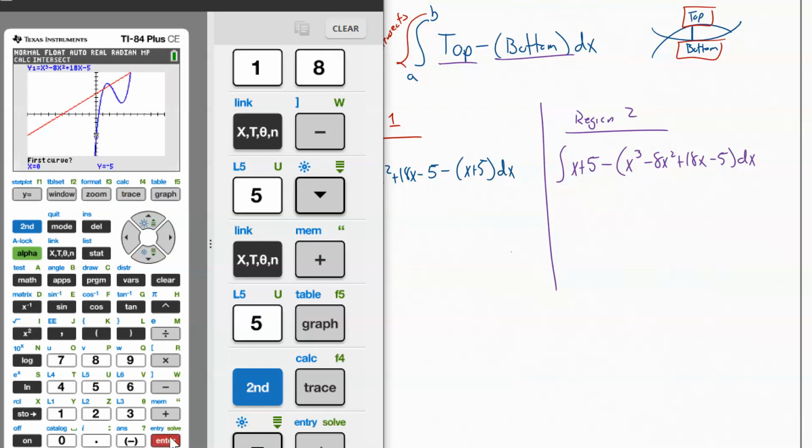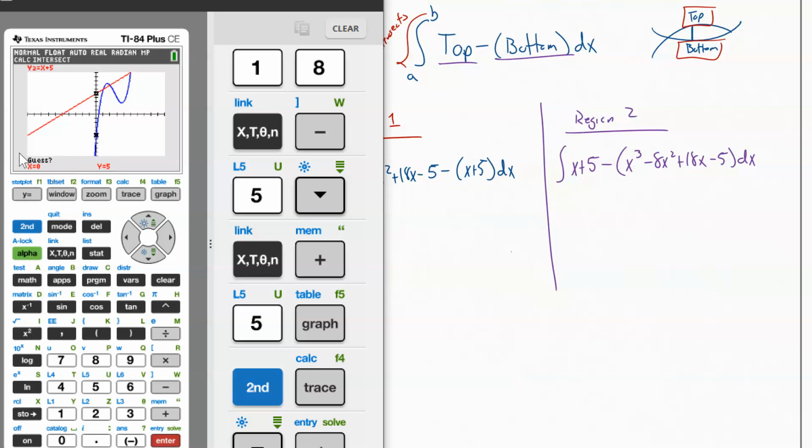From there, it's going to ask us a series of 3 questions. The first 2 questions you could really care less about. It's saying, is that the first curve? It's on the first curve automatically for you. Go ahead and hit enter. It'll switch to the second curve and say, is that the second curve? Yep, that's our second curve. Go ahead and hit enter.